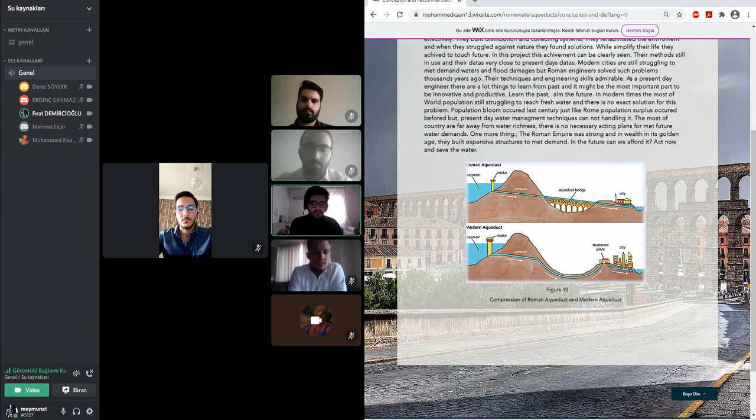And let's talk about Roman engineering. Roman engineering is very admirable. As you can see in Figure 10, the modern aqueducts and the Roman aqueducts are very similar, but they built aqueduct bridges to bring water to the city. Today we are using underground pipes to bring water to cities. As you know, the bridge is more expensive than the pipes.